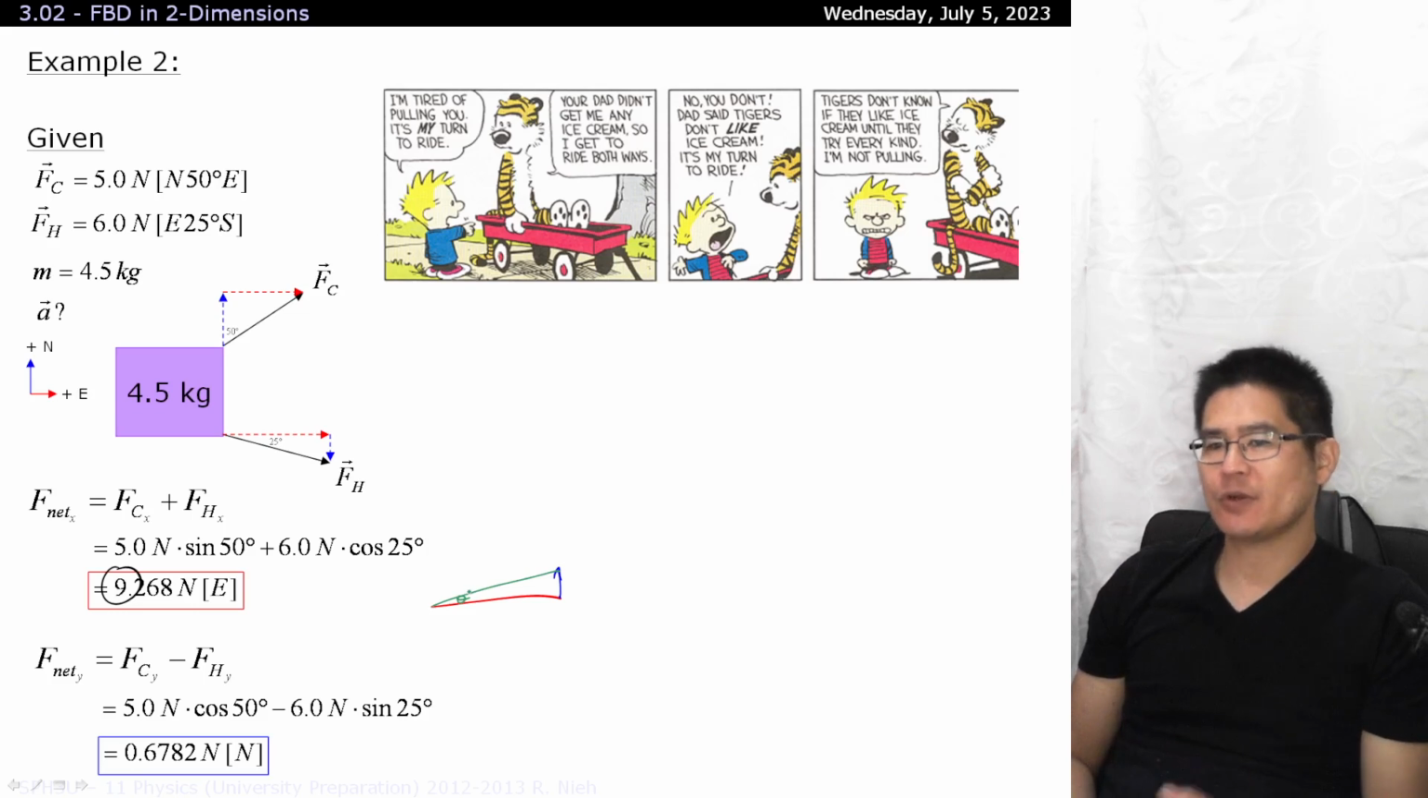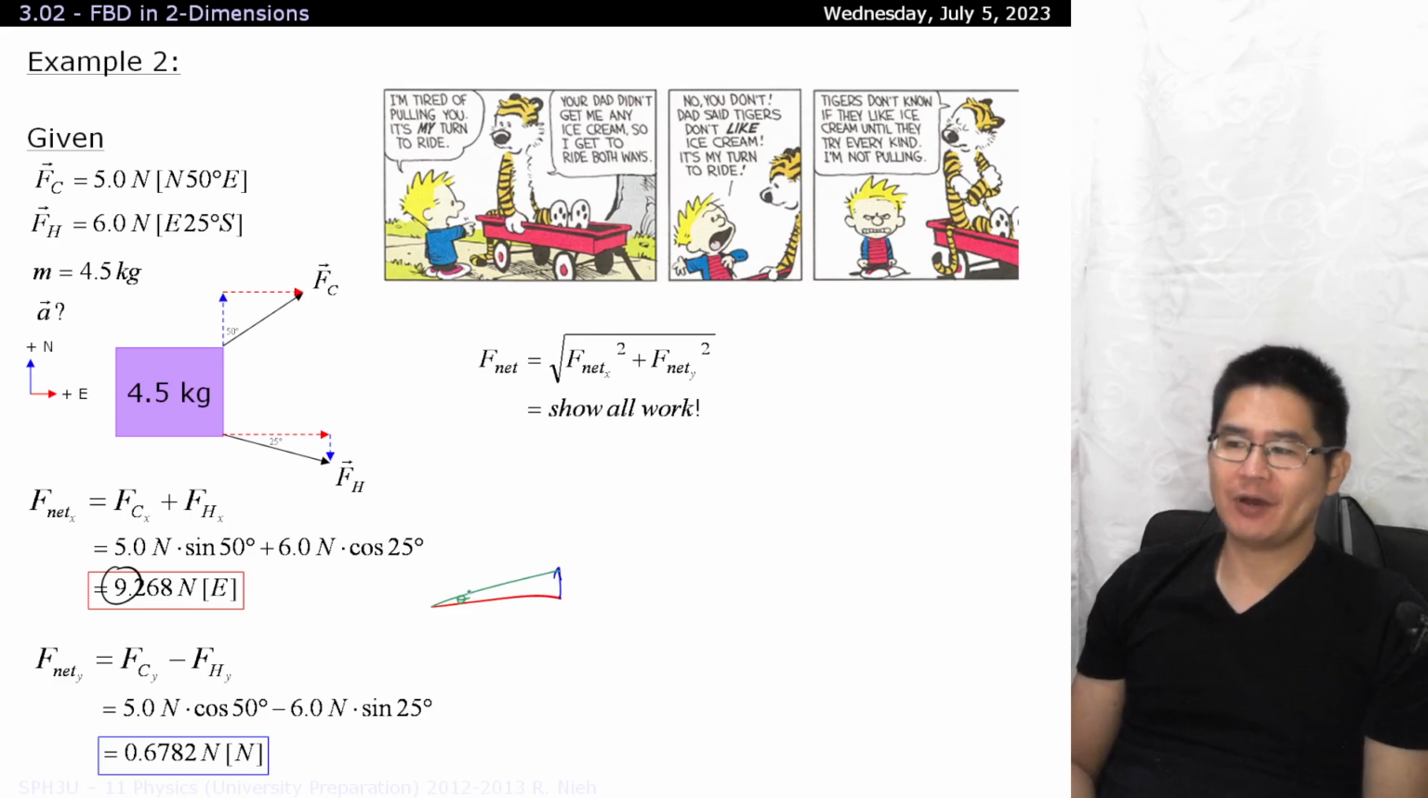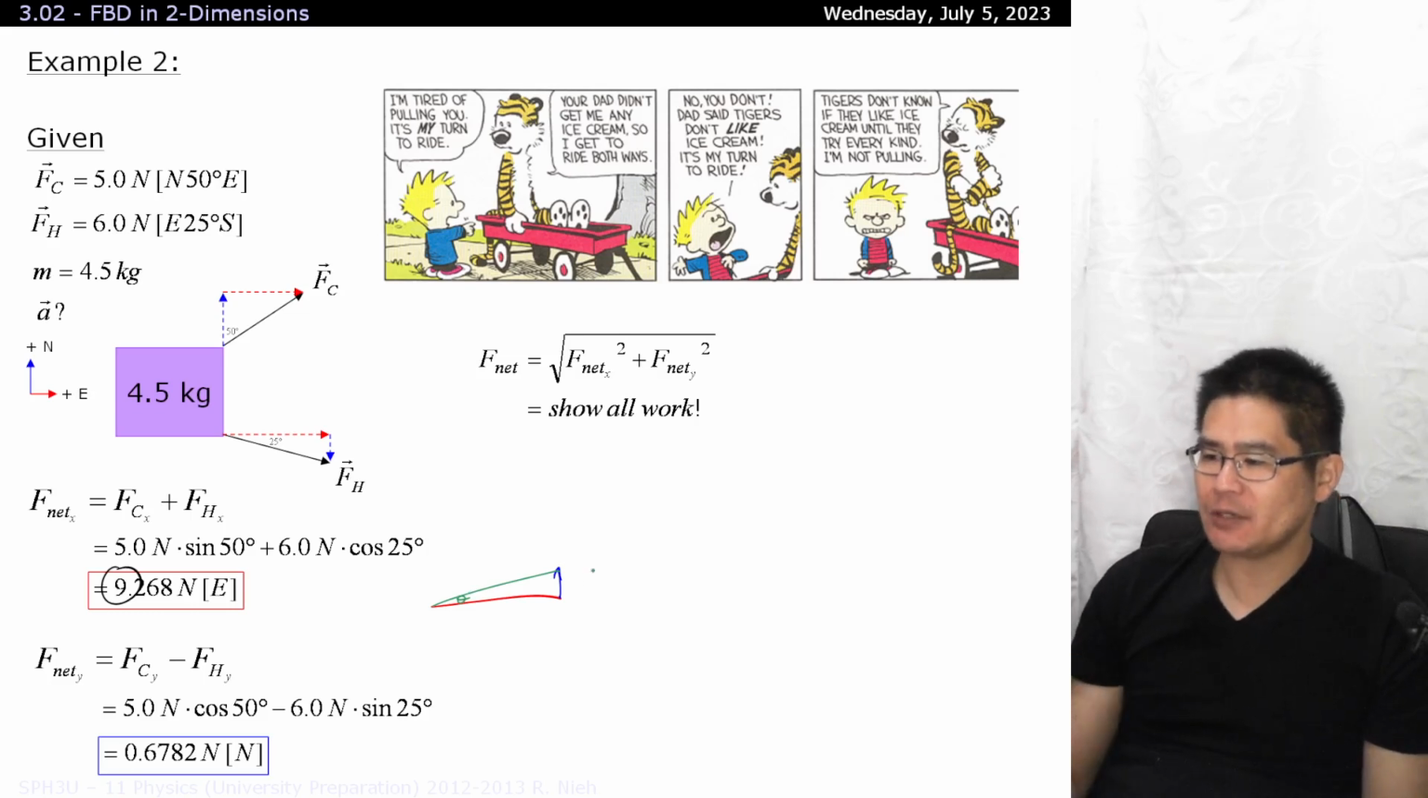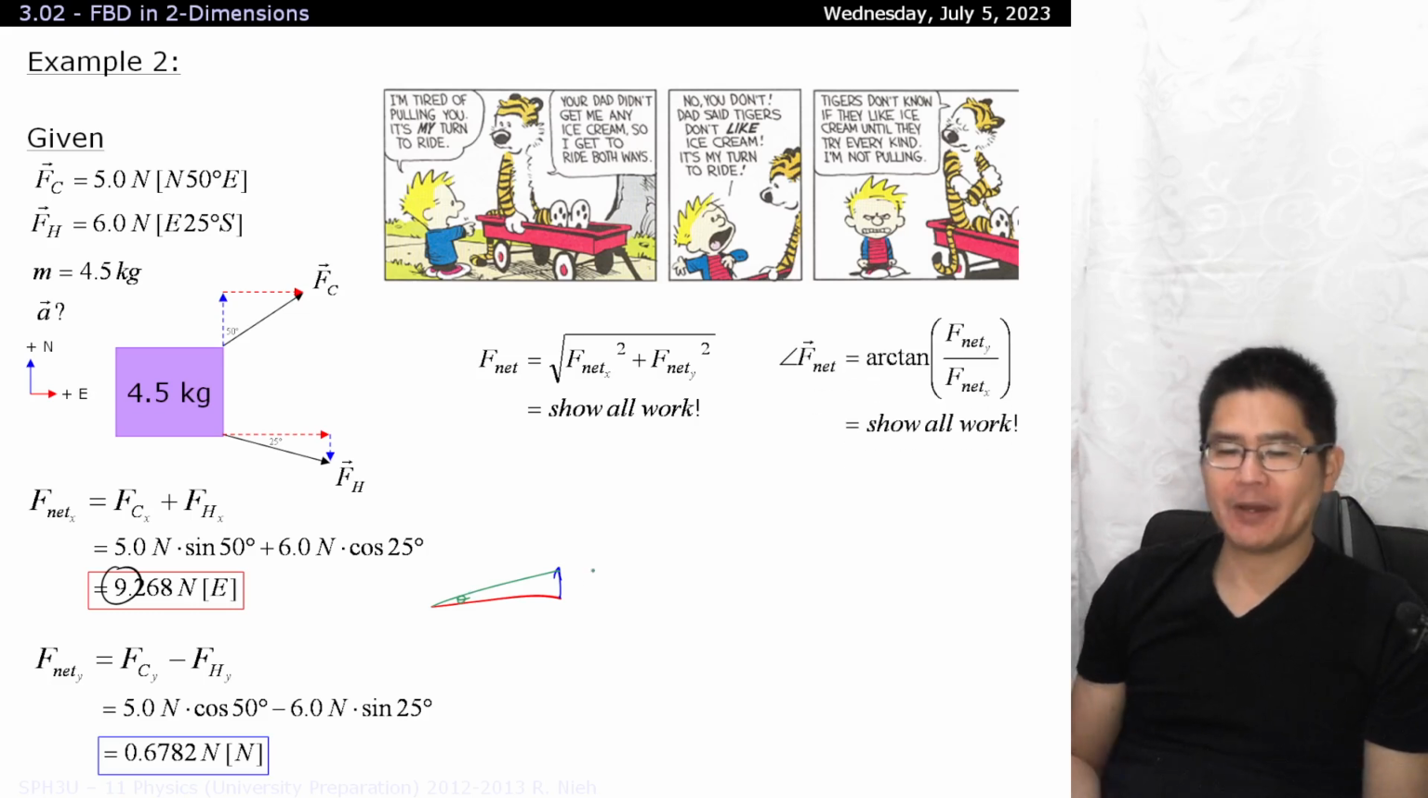Don't use c squared is equal to a squared plus b squared. Instead, state that F net is equal to the root of F net x squared plus F net y squared. Sub the values in, you'll get to an answer. And as for your angle, in this case over here, it's going to be equal to F net y divided by F net x for your inverse tan.